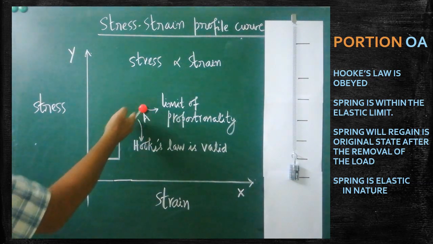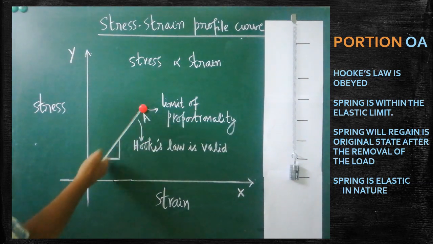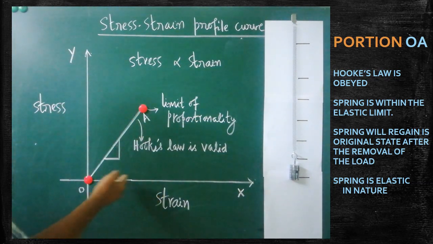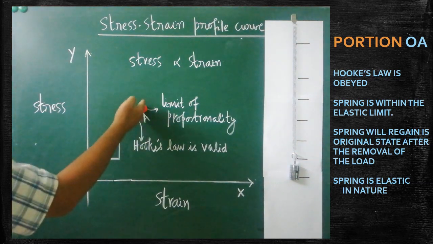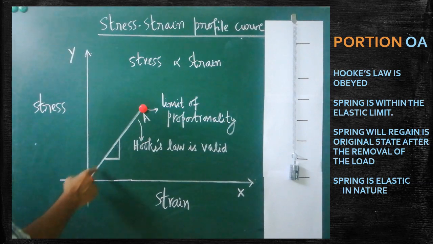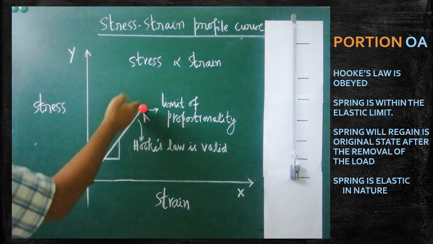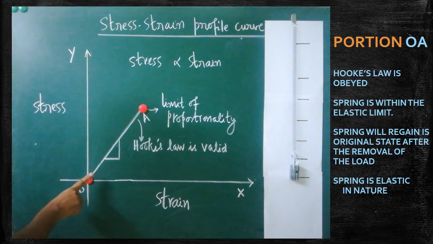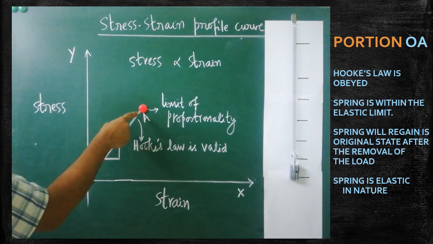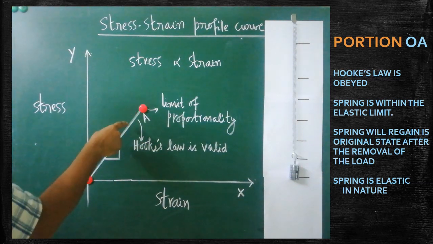Are you clear? So in this region, Hooke's law is obeyed. When the stress is increased, strain also proportionately increases. Therefore, in this region, Hooke's law is obeyed. So here, right from O up to A, Hooke's law is obeyed. So we have moved from O to A. Are you clear? We just have to check whether Hooke's law is obeyed or not.